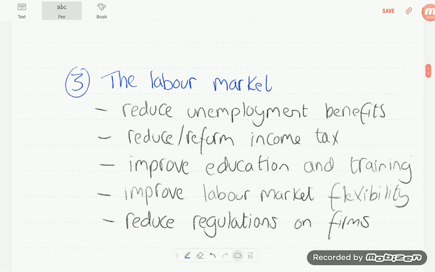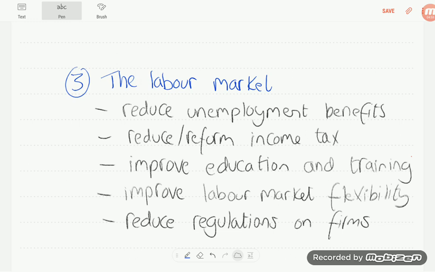Supply-side policies should also aim to improve the labour market. This can be done through reducing unemployment benefits, to create incentives for people to take a job, even a low-paid one, rather than live on benefits. Making it easier for people to find out about what jobs are available can also help.